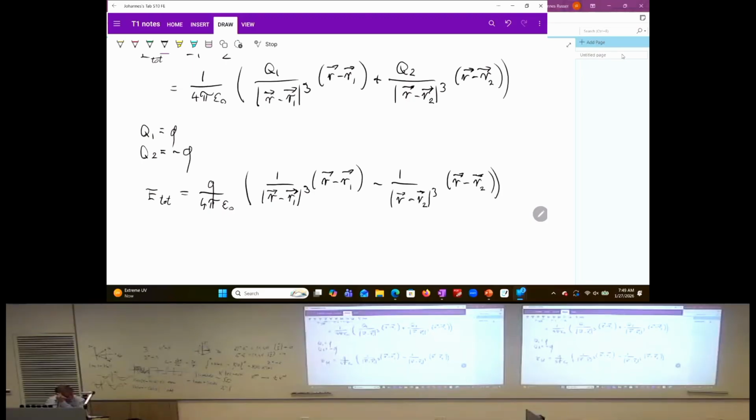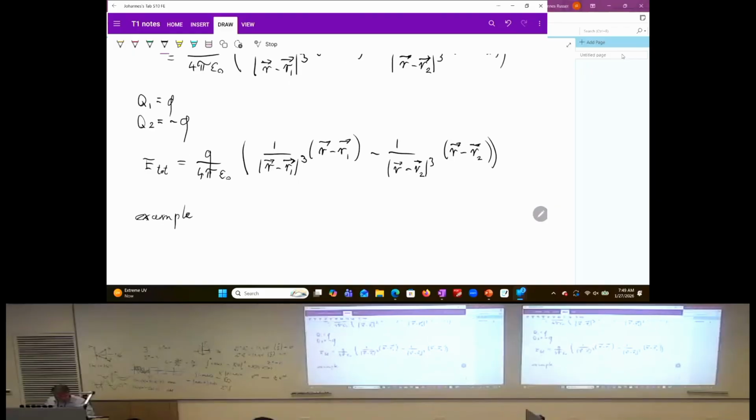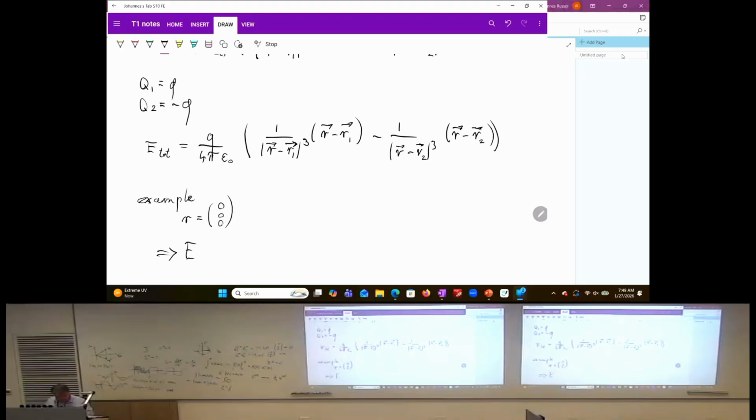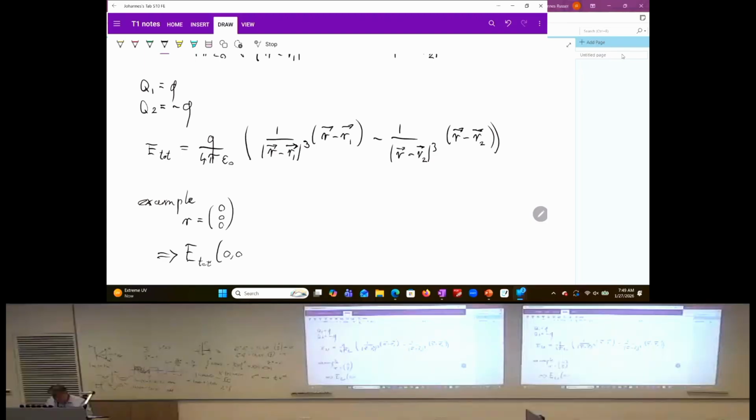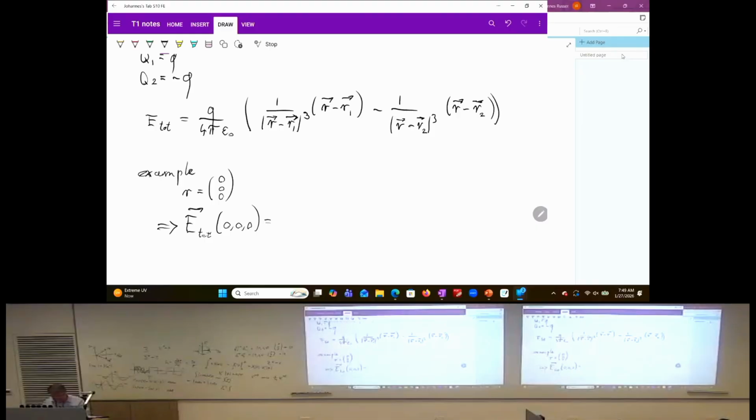And now let's, for example, get the value. We set R here to 0, 0, 0. That means we are at the origin. Then our field at 0, 0, 0. But you can put in an arbitrary coordinate now. You insert. So what do you get?